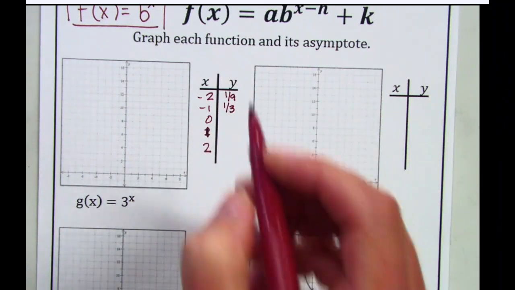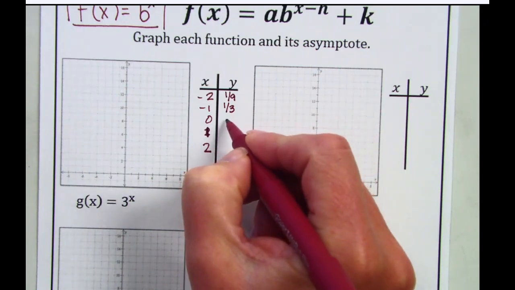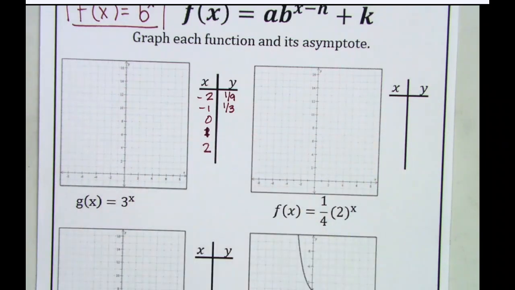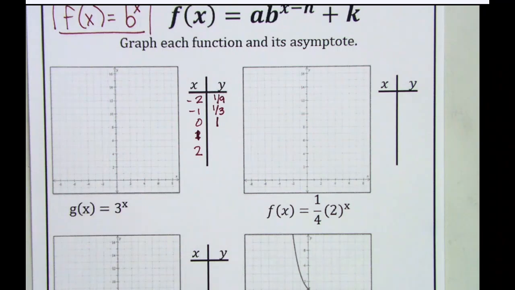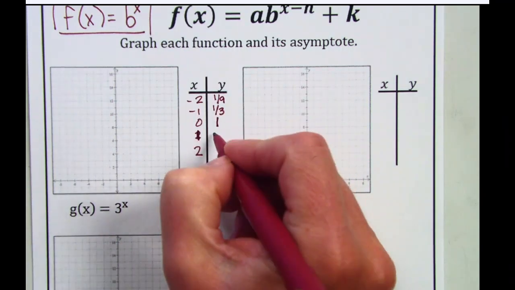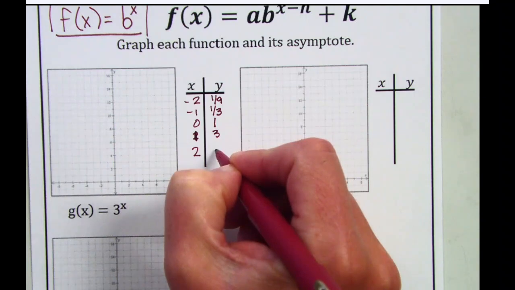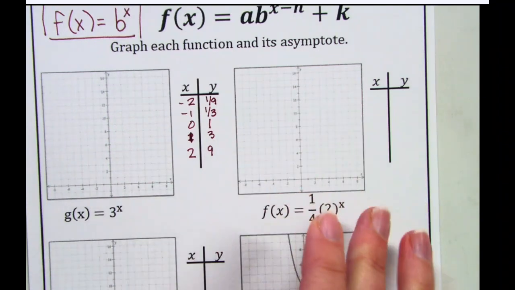3 raised to the 0. Anything raised to the 0 power is 1. Anything raised to the 0 power is 1. 3 to the first is 3. 3 to the second is 9.